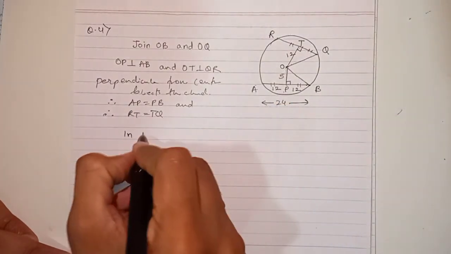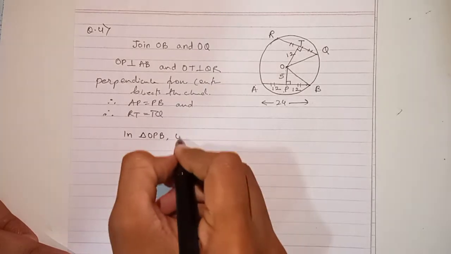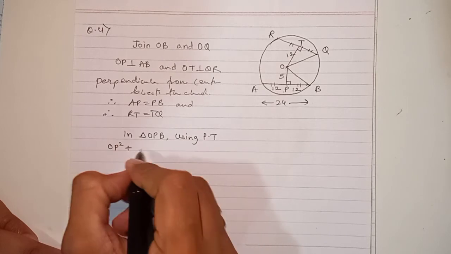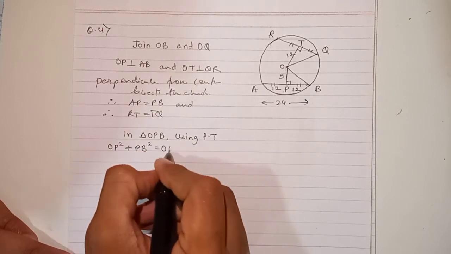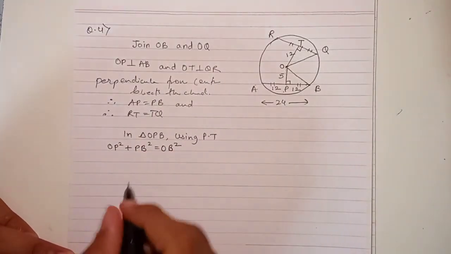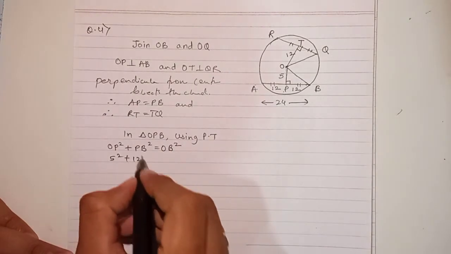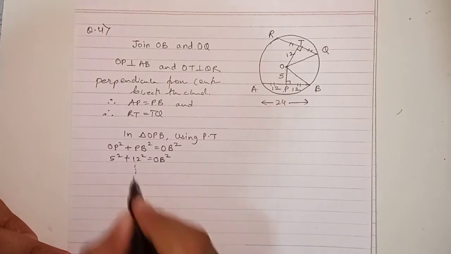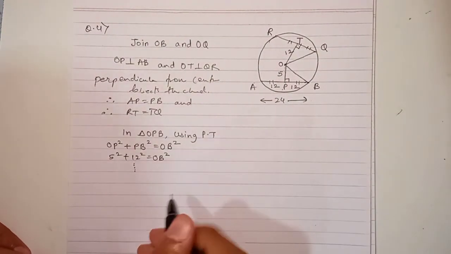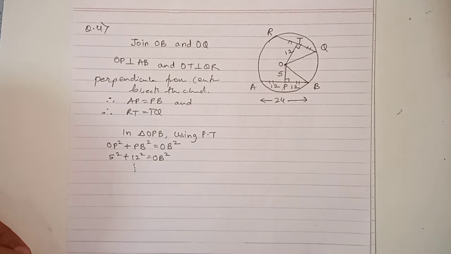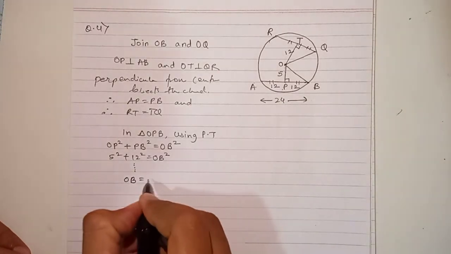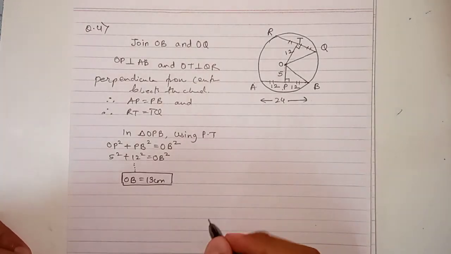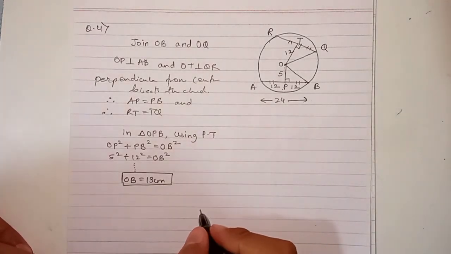Okay, so in triangle OPB, using Pythagoras theorem, OP square plus PB square equals OB square. So 5 square plus 12 square equals OB square. Solve this. Pause the video and solve this. You will get the answer of OB as 13 centimeter.